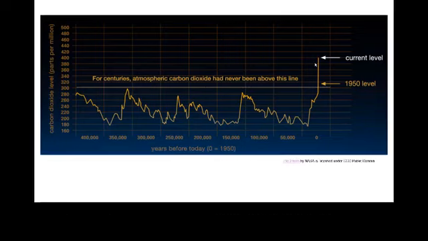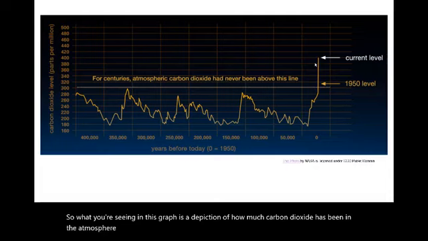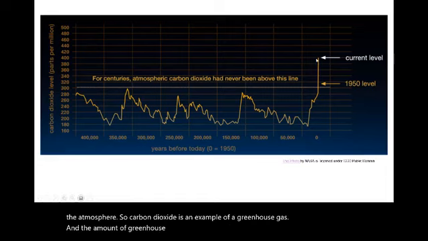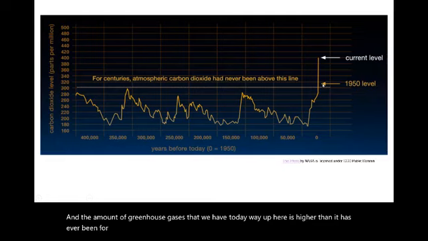What you're seeing in this graph is a depiction of how much carbon dioxide has been in the atmosphere. Carbon dioxide is an example of a greenhouse gas. And the amount of greenhouse gases that we have today, way up here, is higher than it has been for centuries. So the amount of greenhouse gases is increasing, right? Which is that warm blanket, right? So it's making the Earth get warmer and warmer.